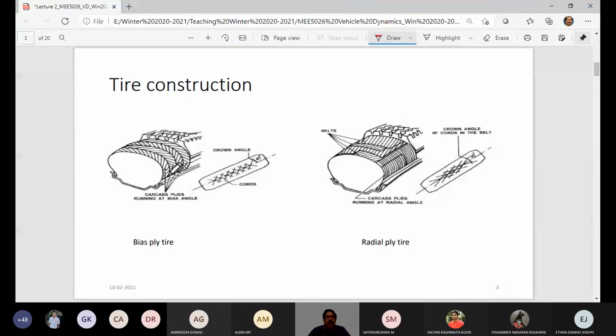So the main difference between a bias ply tire and a radial ply tire is the orientation of something called cords. You see here there are lines which are inclined, and there are lines that go from one end, this is called a bead, from bead to bead. So these are all what are called cords.